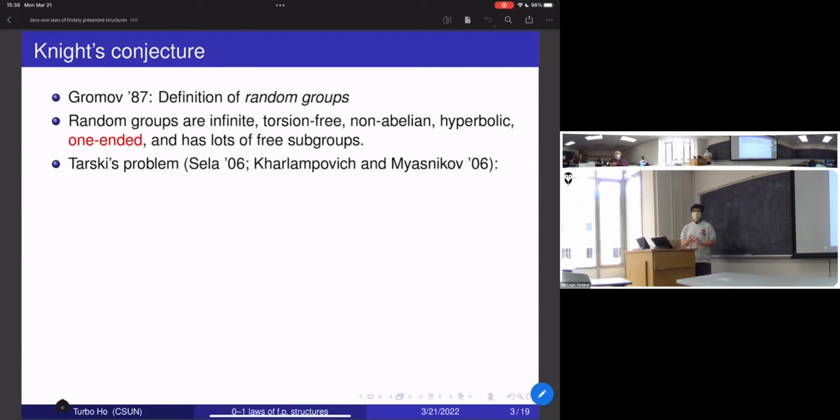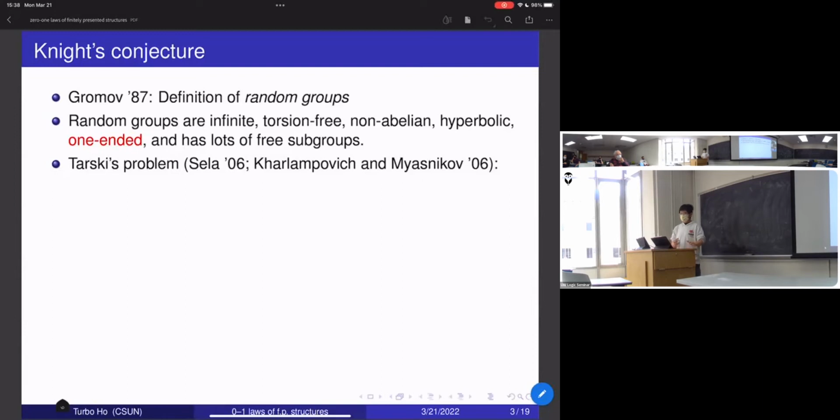So Tarski's problem has two parts. The first part, which is the part that's relevant here, is whether two finitely generated free groups of different rank have the same theory. And the second part is, of course, there's a natural embedding, is that embedding elementary?